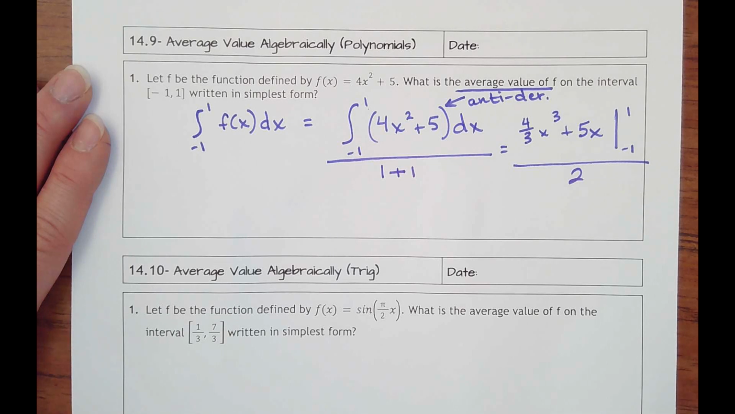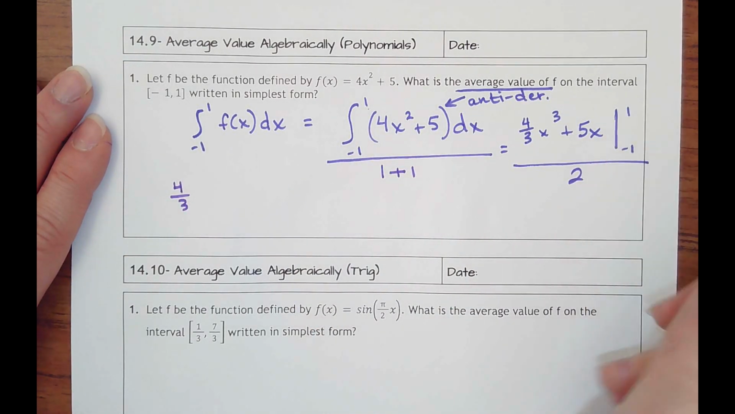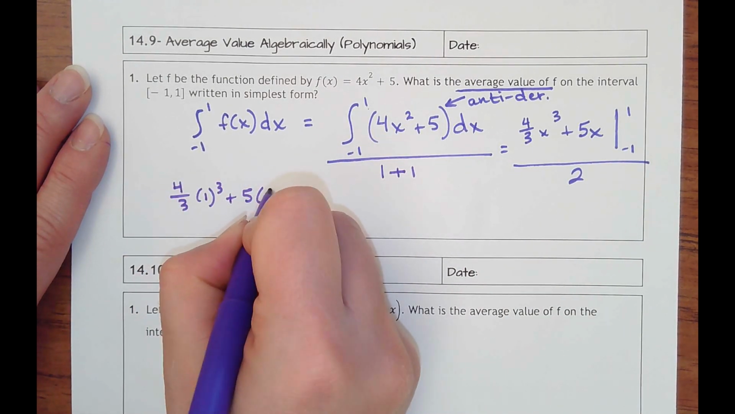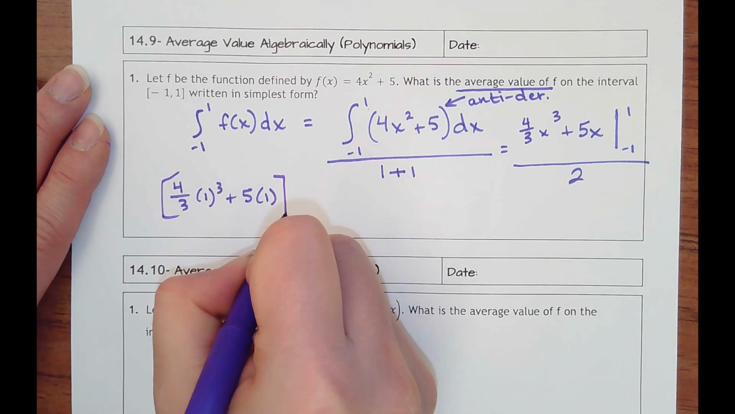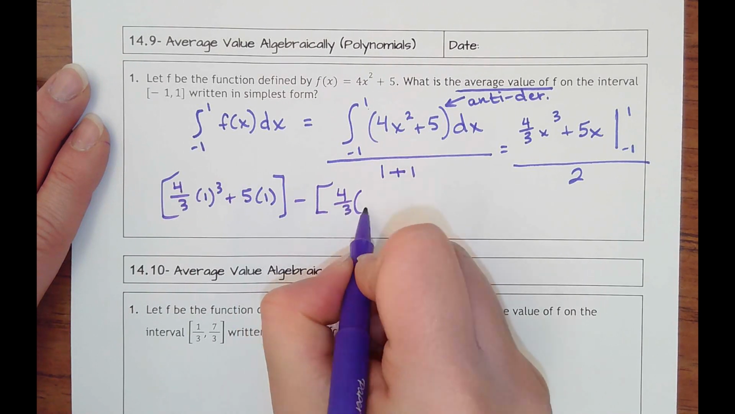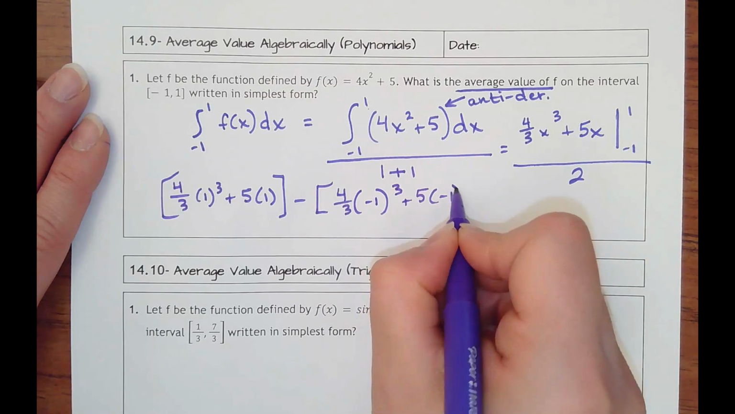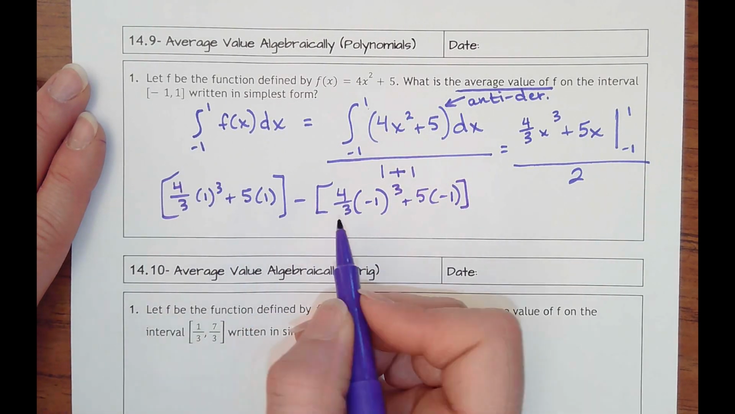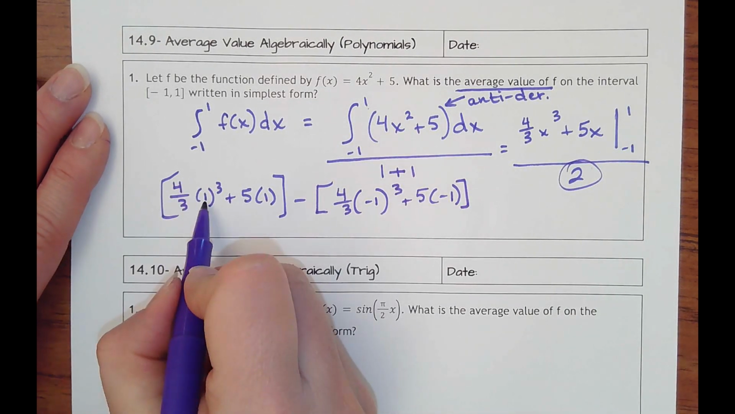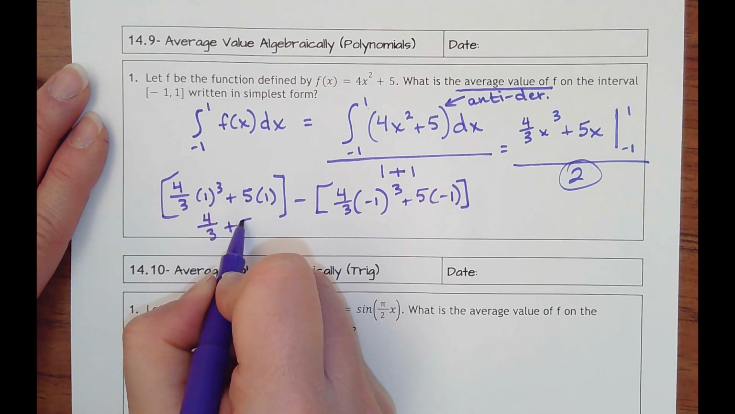Okay, so then I've got 4/3, and I'm going to plug in my b value of 1, plus 5 times 1. I should get a number out of that. Minus, then I'm going to plug in the -1, my a value, and I'll get that done, and then I'll do the divided by 2. Just sometimes I forget to do that part. 1 cubed is 1. 1 times 4/3 is 4/3. Plus 5.